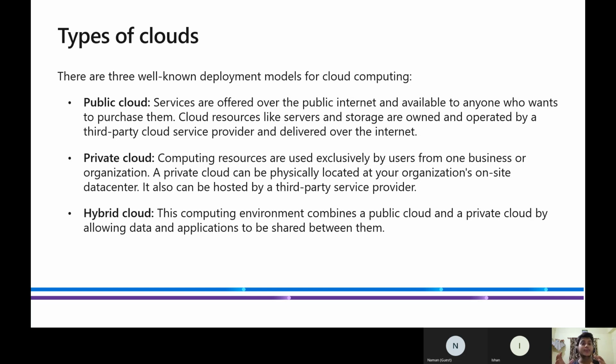Hybrid cloud. You might have some work over the internet, and you might have some data which is not supposed to be shared over the cloud, right? So at that time, you can use hybrid cloud. That is, you are using an on-premises data center and also some cloud service provider. So these are the three types of clouds available.